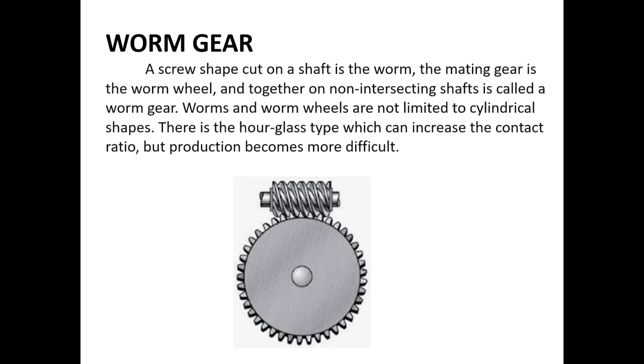Next, worm gear. A screw shape cut on the shaft is the worm. The mating gear is the worm wheel, and together on non-intersecting shafts is called a worm gear. Worms and worm wheels are not limited to cylindrical shapes. There is the hourglass type which can increase the contact ratio, but production becomes more difficult.